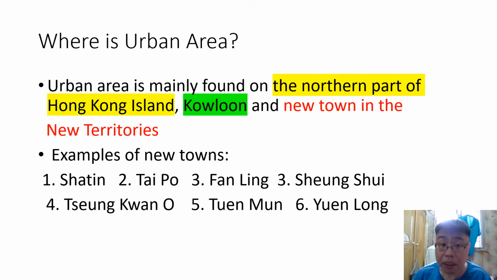So where are the urban areas in Hong Kong? You can find these areas on the northern part of Hong Kong Island, such as Central and Admiralty. And then you can find the urban area in Kowloon; Tsim Sha Tsui and Mong Kok are examples. And in the vast swath of land in the New Territories, the urban areas are mainly in new towns. And here are the examples of new towns: Sha Tin, Tai Po, Fanling, Sheung Shui, Tseung Kwan O, Tuen Mun, and Yuen Long.